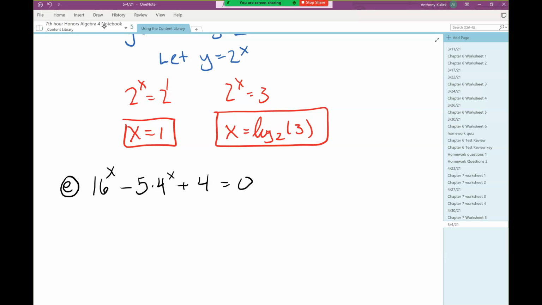What do you guys think? Do it the same way as the previous one? Here's the question, though. 16 and 4? Should you write it as 4 to the x squared and 4 to the x to the first? Or do you want to do 2 to the x to the fourth and 2 to the x squared? The first one.